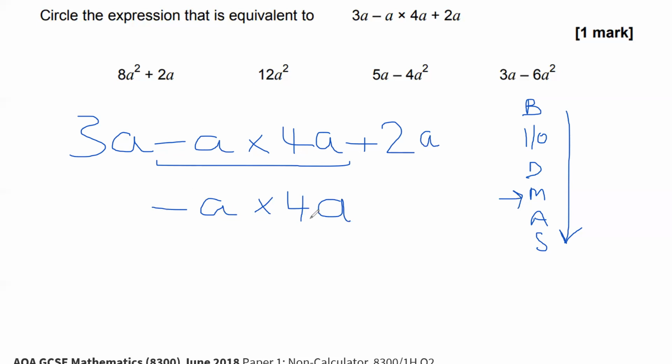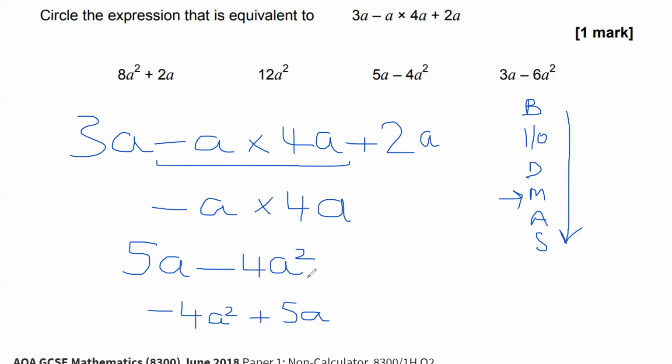So if we do minus a times 4a, we're going to get minus 4a squared. And then we've got the 3a plus 2a. So that is going to give us 5a in total. Now again, it doesn't matter which order we put these in, it's just exactly the same expression if we have minus 4a plus 5a. But the bit that's most important is to remember that the symbol, so the plus or minus symbol, goes with the term that it comes before.